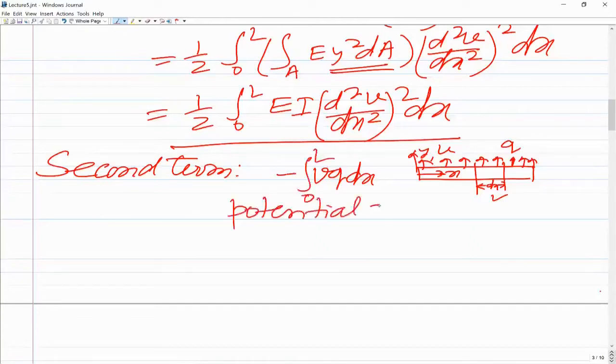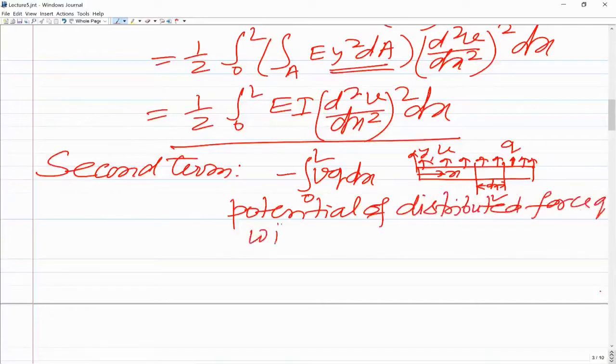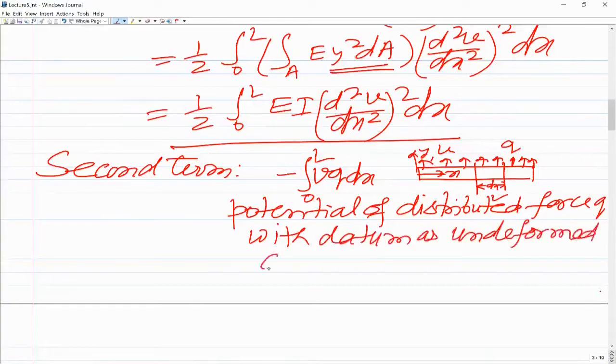So you would see that this is the potential of distributed force q with datum as the undeformed configuration. Datum means the configuration at which the potential is 0, with datum as undeformed configuration, when the beam is undeformed.